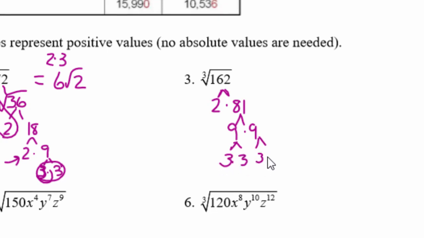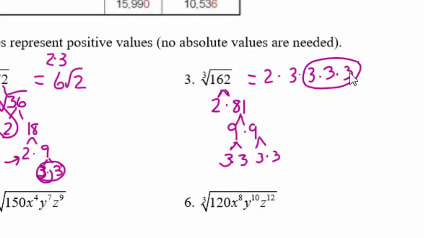3 times 3. Okay, so here's what I've got. Let me line them up. I have 1, 2 from here, and I have 1, 2, 3, 4 3s, don't I? So there's my prime factorization. I'm trying to take the cube root of this, so I'm looking for groups of 3. So here's one group of 3 3s. That's the only group of 3 that I have. So one of these, the cube root, and this is 27. Can you recognize that? Cube root of 27, which is a perfect cube.